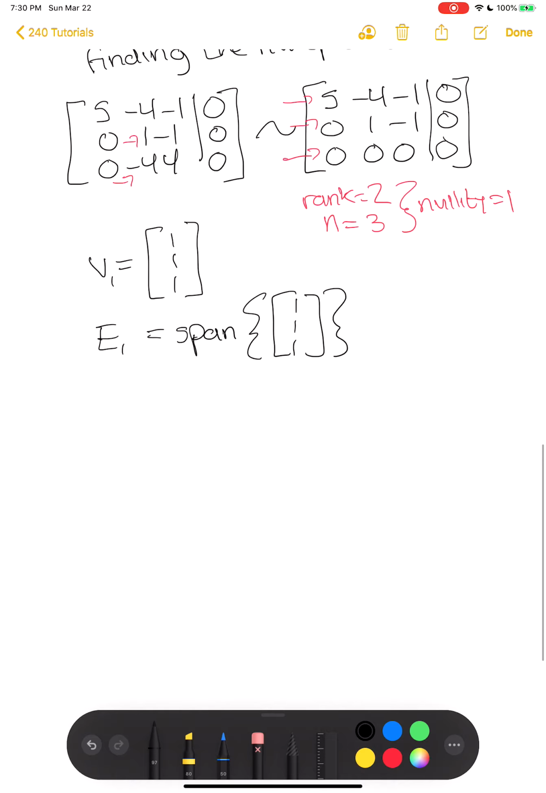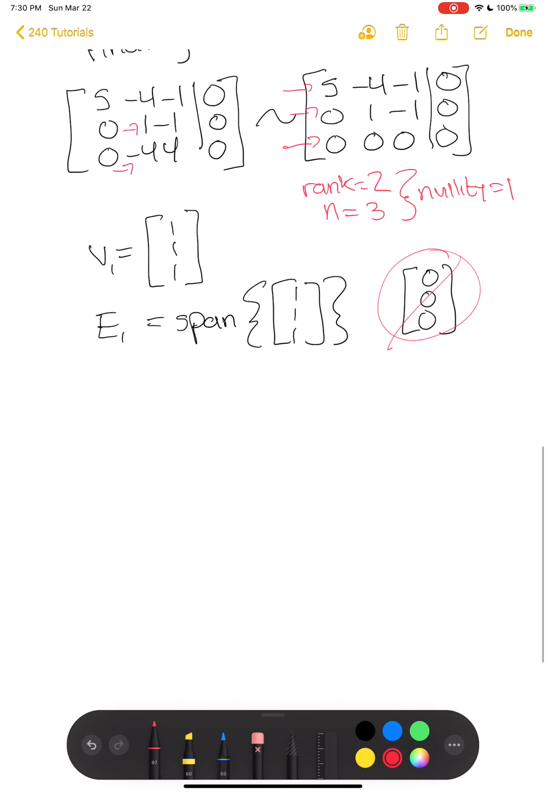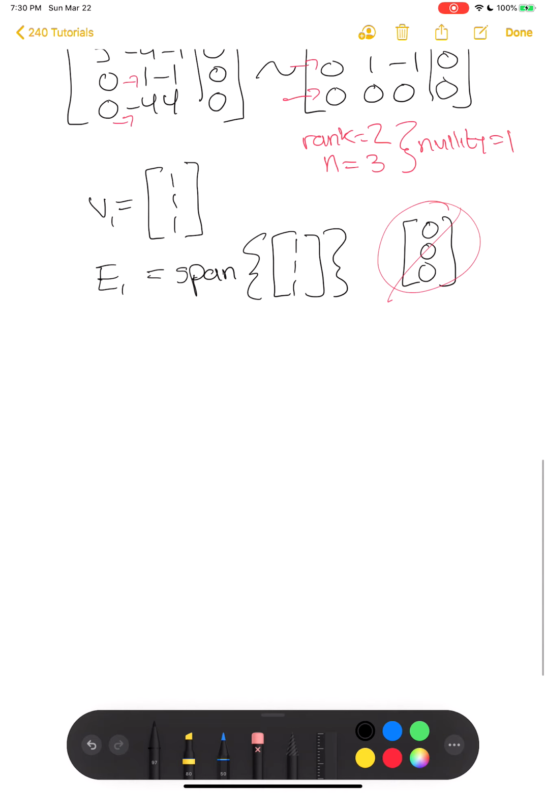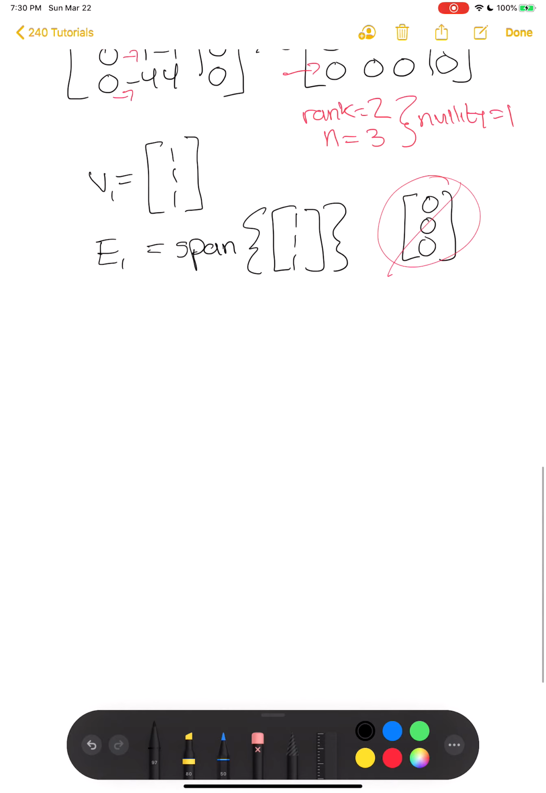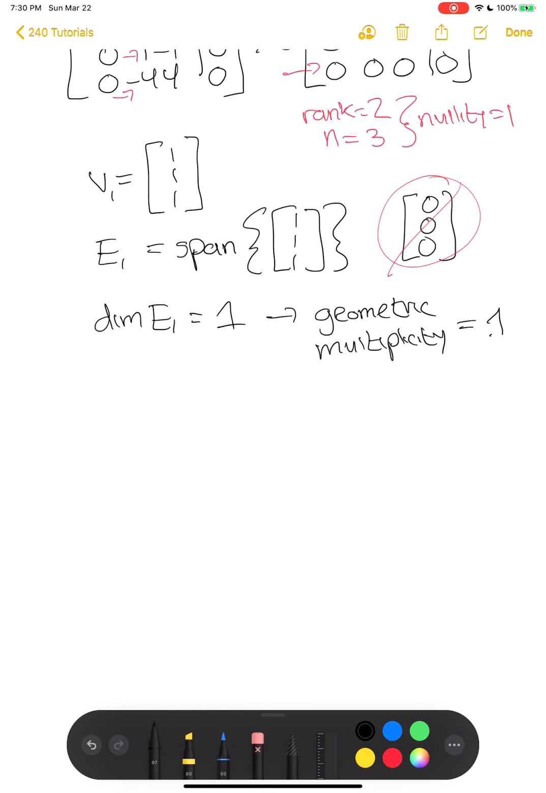And the only thing you have to pay attention to here is that even though the vector 0, 0, 0 is technically in the span of 1, 1, 1, we don't consider it at all when we're talking about eigenvectors because it's just the trivial solution. So anyway, we have this eigenspace that's spanned by one vector here, so we know the dimension of E1 is equal to 1, so that tells us our geometric multiplicity for this particular eigenvalue is equal to 1.